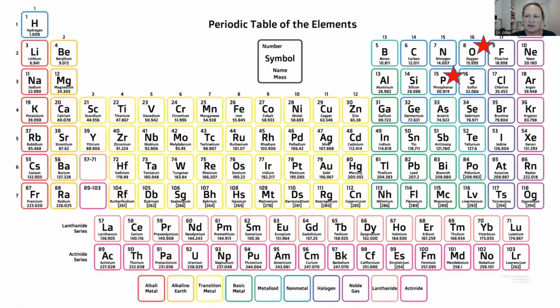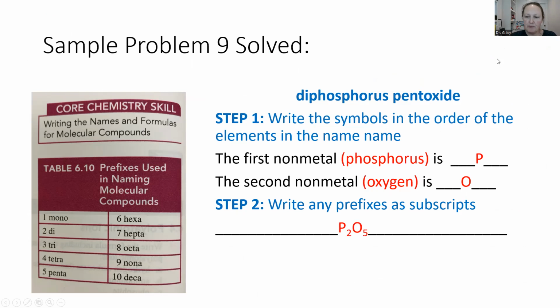All right, hopefully you worked on it yourself a little bit. So we had phosphorus and oxide, which comes from oxygen. So we want to know those formulas. P for phosphorus, O for oxygen. And then we need to include di means 2, so we write P2. Pent means 5, so we write O5. So diphosphorus pentoxide is P2O5.